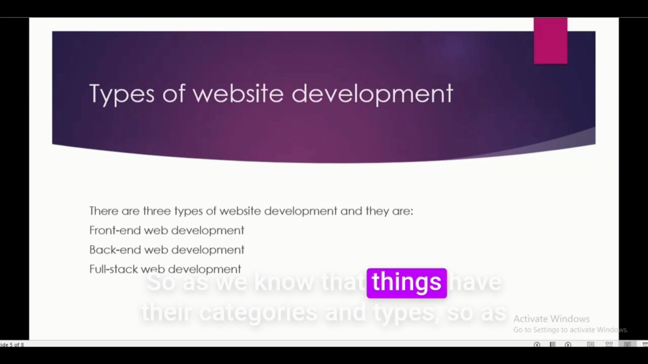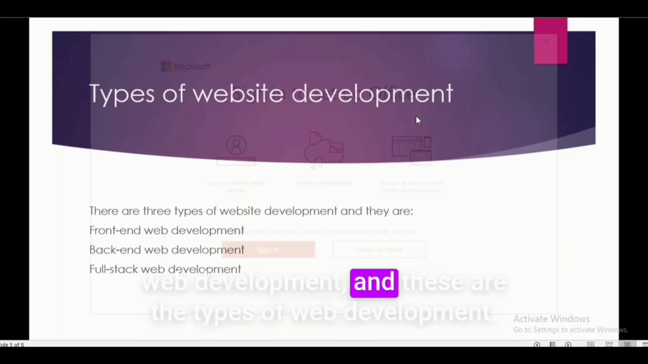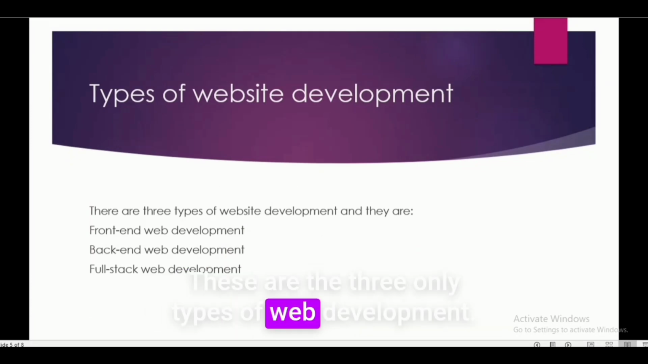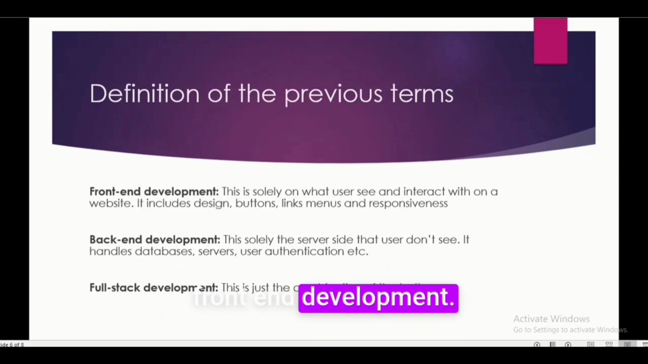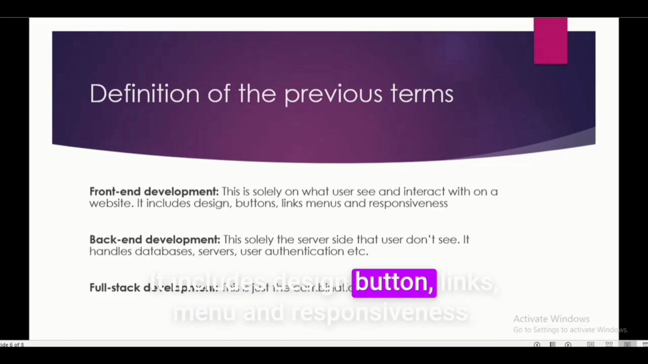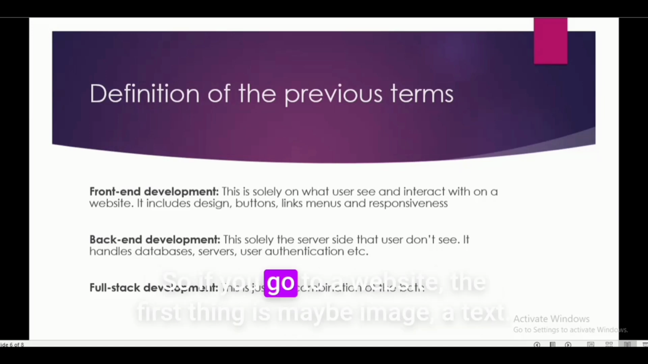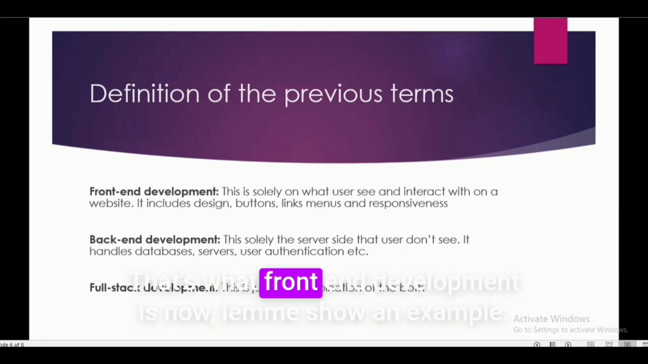Now, types of web development. As we know, things have their categories and types, and web development does too. These are the three types of web development: front end, back end, and full stack web development. Front end development is solely about what users see and interact with on a website. It includes design, buttons, links, menus, and responsiveness. If you go to a website, the first things you see are maybe an image, a text, a button, and all those things. That's what front end development is.